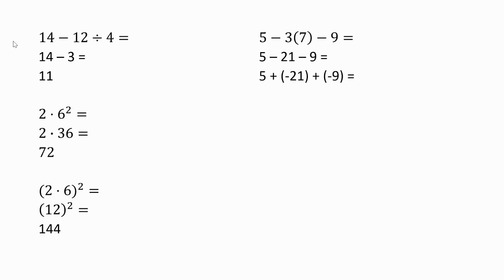for most people. So 5 minus 21 is the same as plus negative 21. And then from here, I'll just go left to right because it's all the same operation. It's all addition. All right. So I get negative 16 and then negative 25.